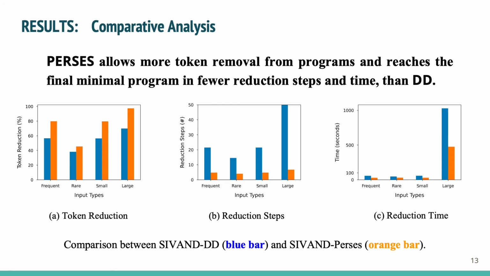Finally, we provide a comparison between delta debugging and Perses on the reduction performance. From our experiment with different input types, we observed that Perses allows more token removal than delta debugging, and is more likely to reach the final minimal program in a smaller number of reduction steps, which decreases the total reduction time, especially for larger input programs.